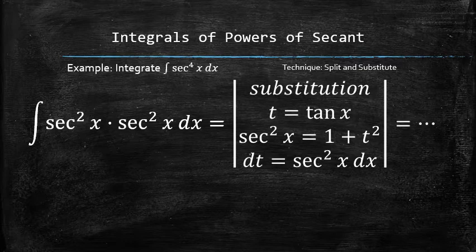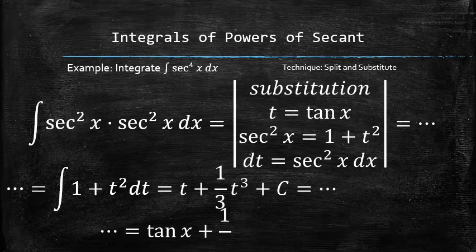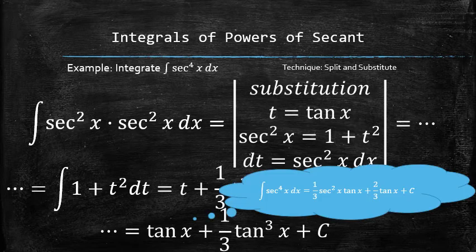Next, we plug everything into the original integral, and because of the discovered pattern, we have nothing but the function of t left in the integrand. We finish the process by finding the antiderivative and plugging the original function tangent x back for t. Using the trig identities, it can be shown that this answer differs from the previously found only by a constant.